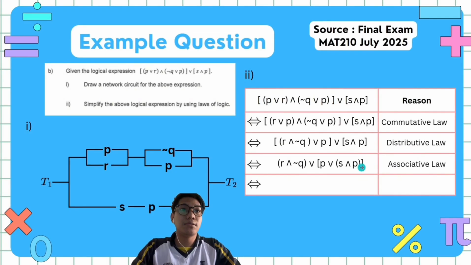So we can apply associative law because the operator for P in the first bracket is OR and the second bracket is also OR. So it will not affect our logical expression. After we apply associative law, which places the P inside the second bracket, we see that there are two P in the second bracket, and the first P has an AND operator and the second P has an OR operator. We can apply absorption to get only P. Yes, the final answer is R and not Q or P.